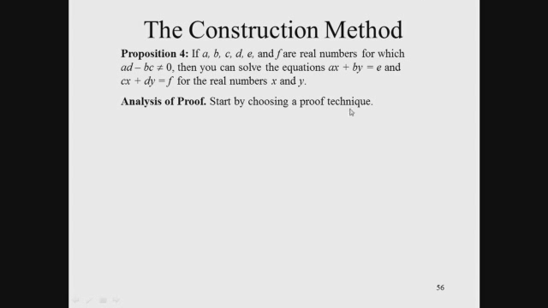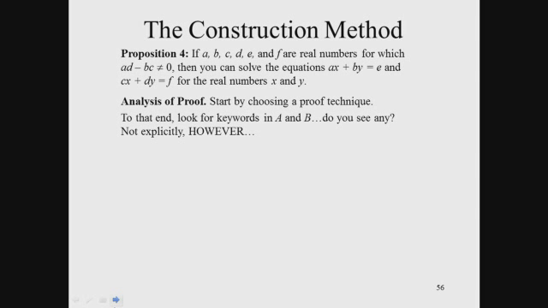That is correct, after you identify the hypothesis A and the conclusion B. And then look for keywords and see if you can find them. In this particular case, you do not explicitly see the keywords there is. However, what does it mean to say you can solve the equations AX plus BY equals E and CX plus DY equals F for the real numbers X and Y? What does that mean? There is a solution. There is a solution. See the keywords? There is.